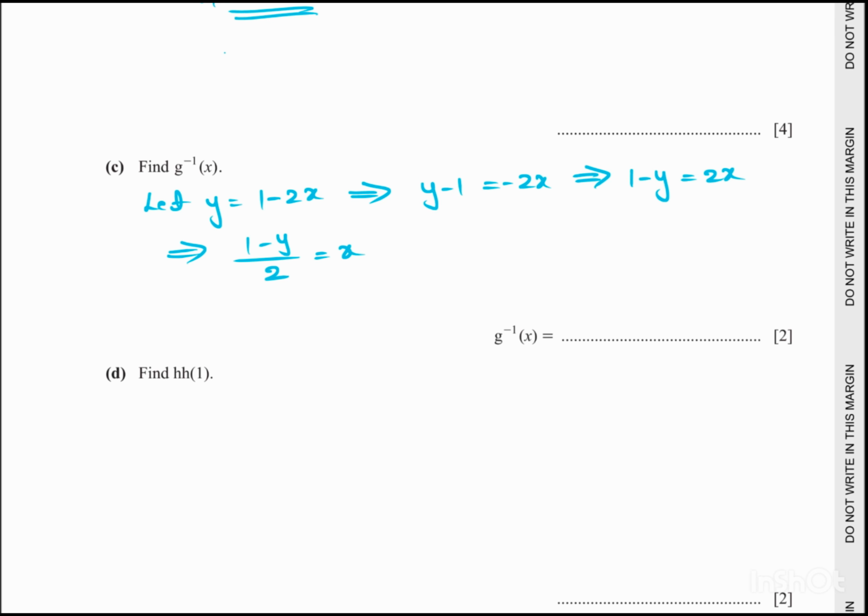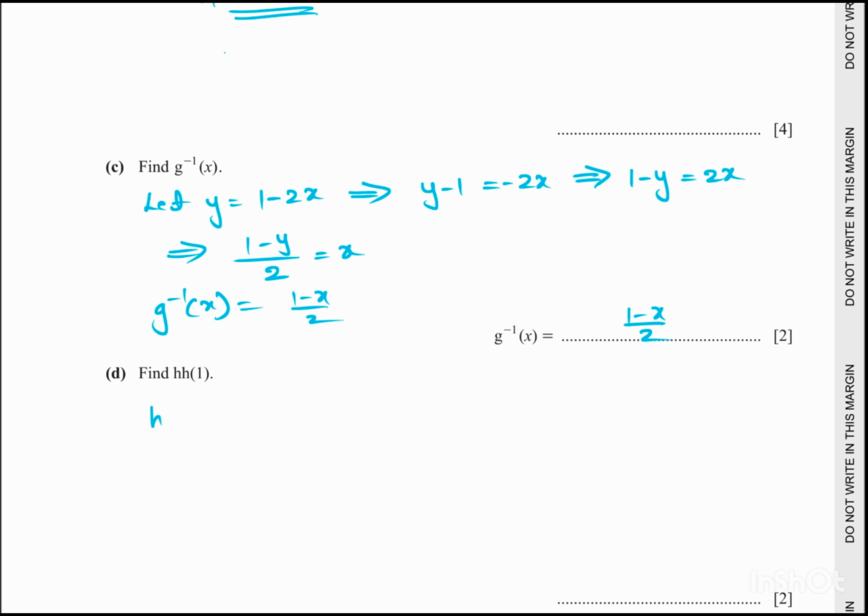Now we need g inverse of x, so you can just write g inverse of x is equal to 1 minus x by 2 is the answer. Then question D, h of 1.